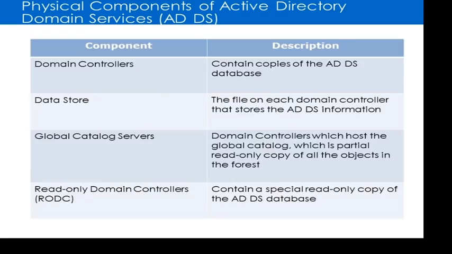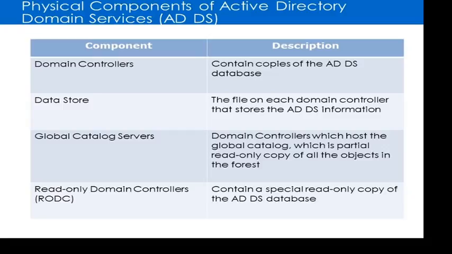Now let's talk about the physical components of Active Directory Domain Services. The first one, this is an easy one, domain controllers. That's what we're doing right now. We are creating a domain controller. And what does that mean? That means that this computer is going to have a copy of the Active Directory Domain Services database. Okay, it is going to be responsible for hosting that database and is going to be available to provide Active Directory Domain Services to the clients.